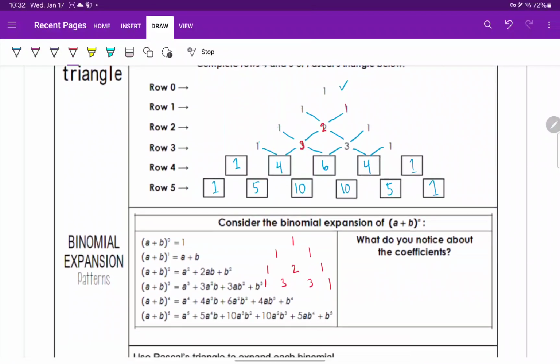So consider what you notice about the coefficients. The coefficients, when raising to a power, create Pascal's triangle.